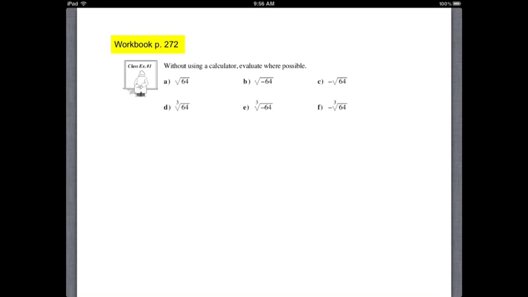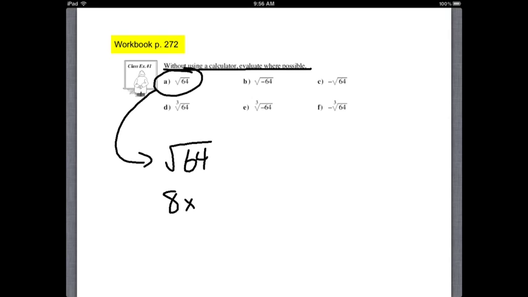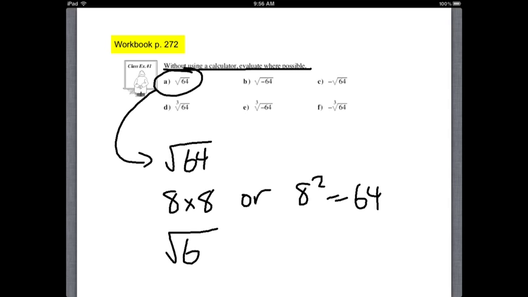For class example number 1, you're not allowed to use a calculator, but you don't really need one in this case. Let's take a look at A, the square root of 64. Now we know that 8 times 8, or 8 squared, is equal to 64. So the square root of 64 must be 8.